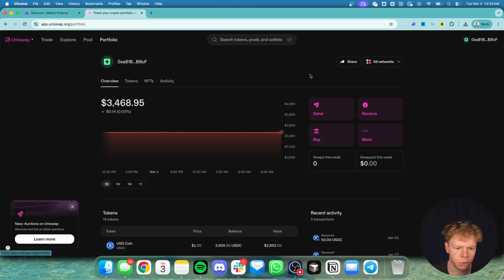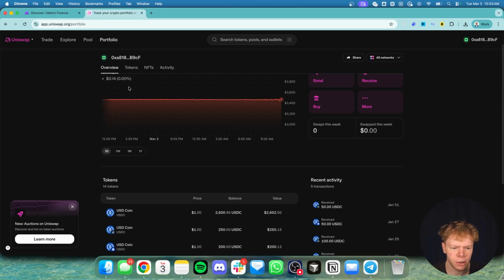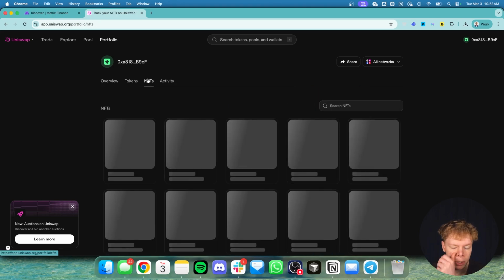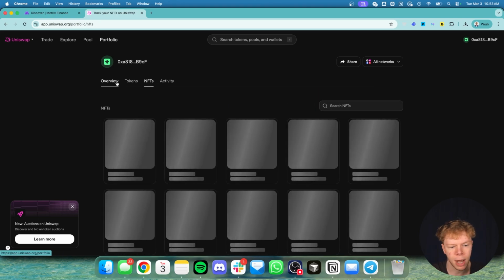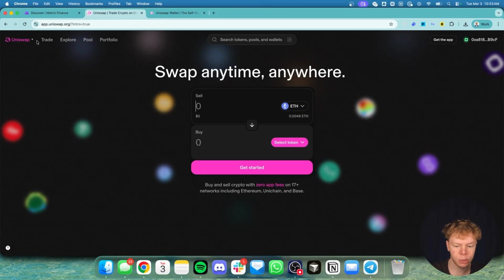Next thing we'll look at is the actual portfolio page, which will just show you where your capital is allocated. Now, it pulls in Uniswap data and it also pulls in holding data, but it will miss out on some stuff if you're on other platforms outside of Uniswap, I will say, which is why we use third-party external tools. But you can browse through your overview, your tokens, your NFTs, as well as your general DeFi activity. That right there is the actual Uniswap platform.